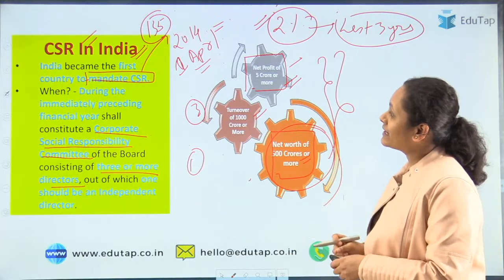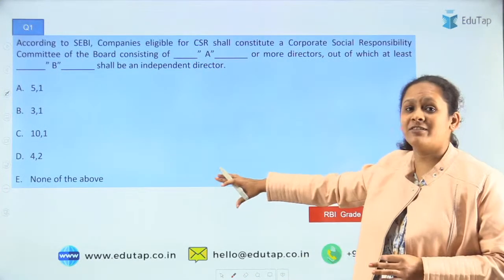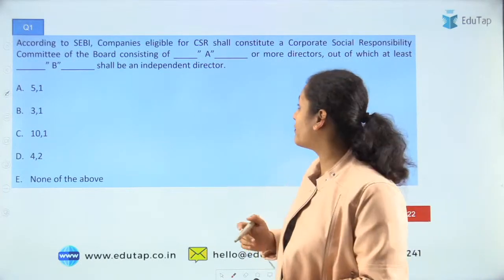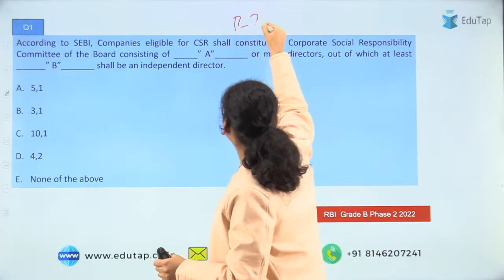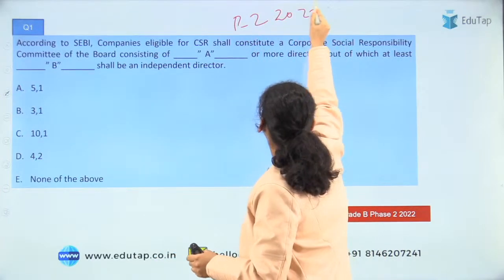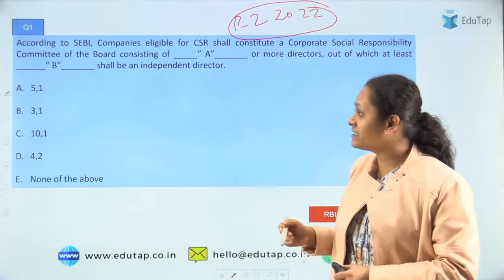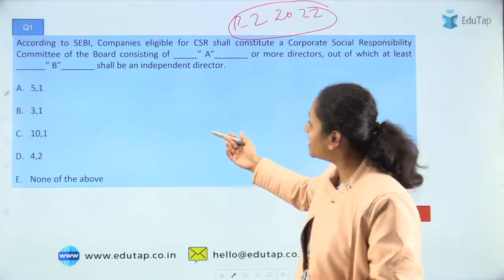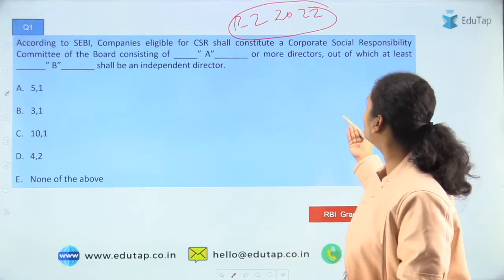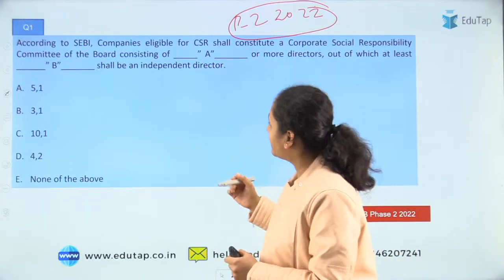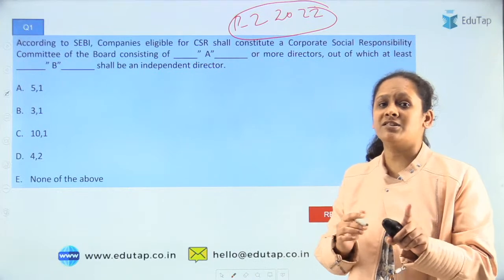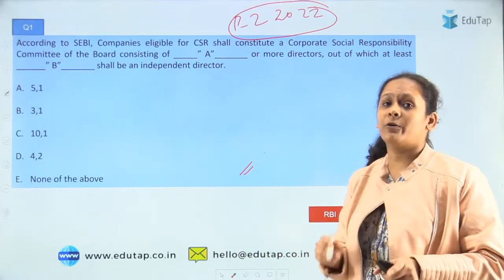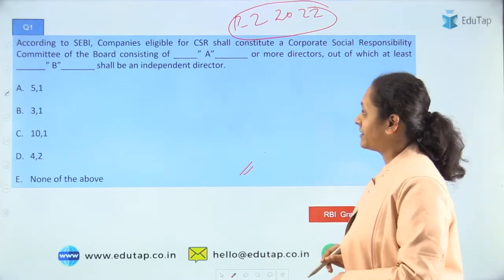So let's quickly move and see what previous year questions were asked. As I said, there were 4 previous year questions in phase 2 of RBI Grade B 2022 itself. The first question asked that the committee which is formed should consist of how many directors and how many independent directors. You have to answer all these in the comment section, and I'll let you know tomorrow who answered these questions correctly.